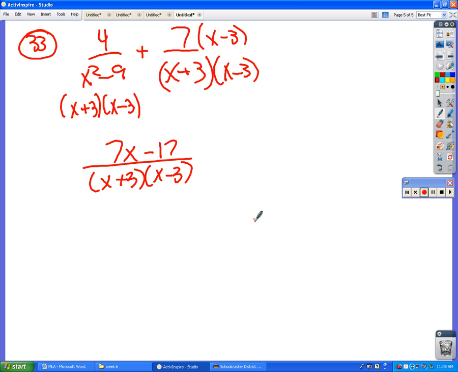Okay, I did that one. Show how you got 7x. Okay, 7 times x is 7x. So that's where that came from. 7 times negative 3 is negative 21. Plus 4, negative 17. Okay?